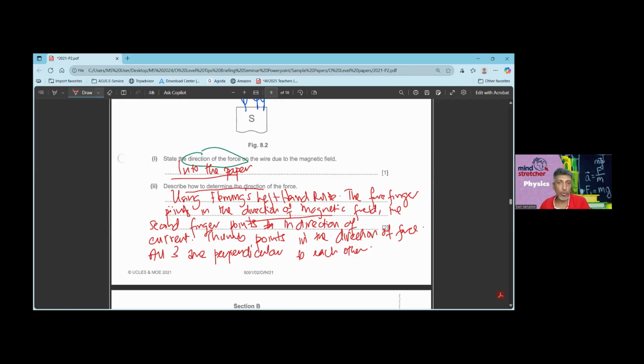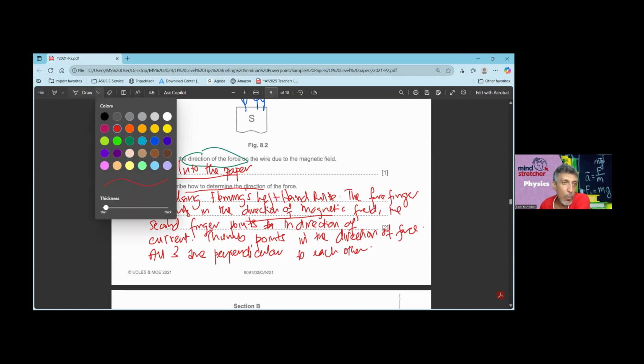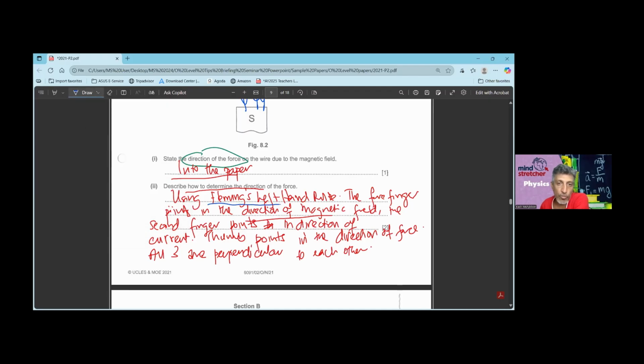So use left hand rule. The forefinger points in the direction of magnetic field. The second finger points in the direction of current. Thumb points in the direction of force. So you're just explaining how you use Fleming's left hand rule.